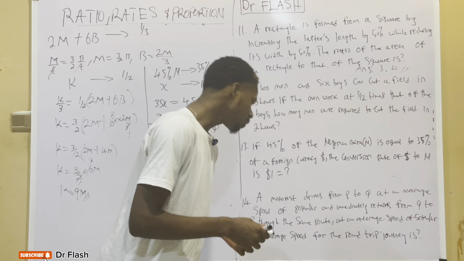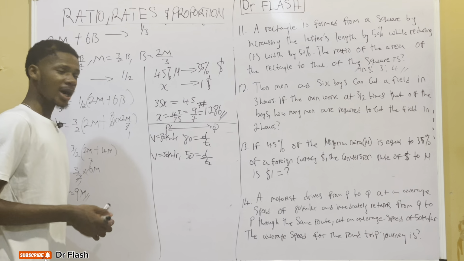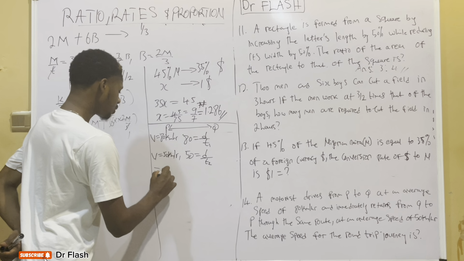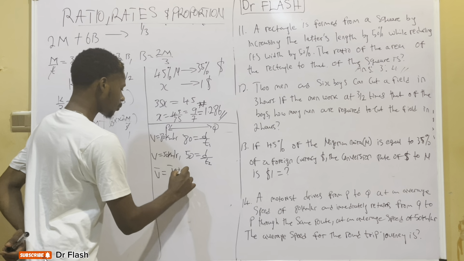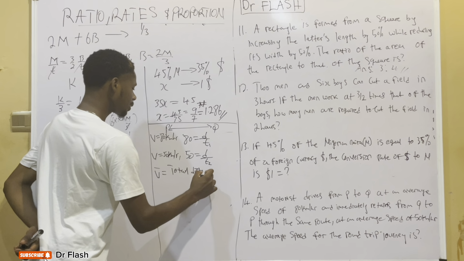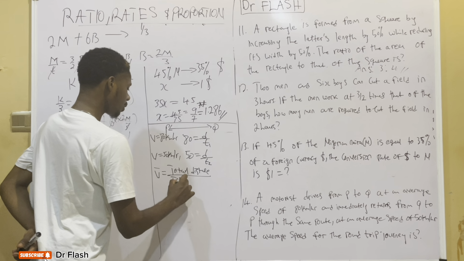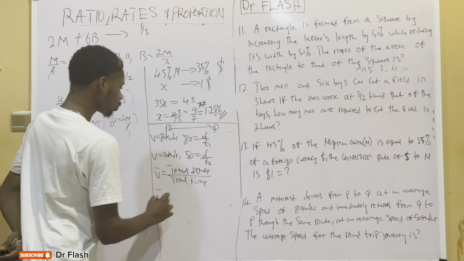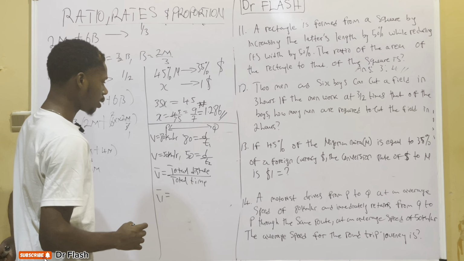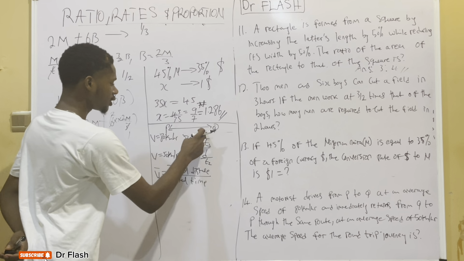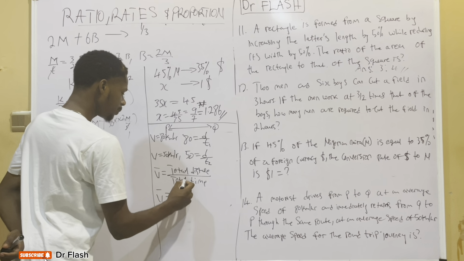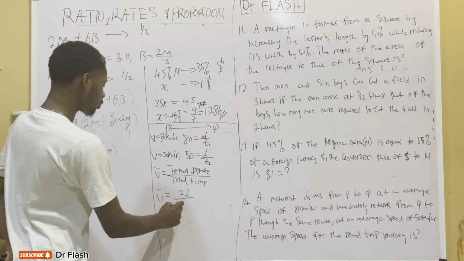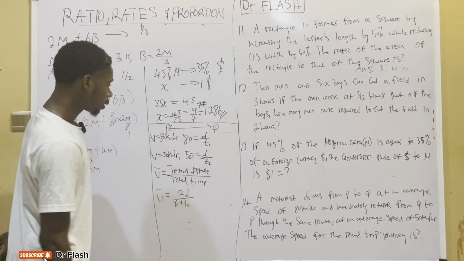Now they say the average speed for the round trip is, now what is average speed? Average speed is simply equal to total distance divided by total time. So what is total distance? The total distance remains the same, so you have D and D, that will be D plus D, that will give you 2D, divided by, what is total time? T1 plus T2, T1 plus T2.